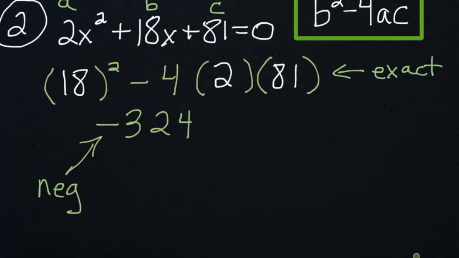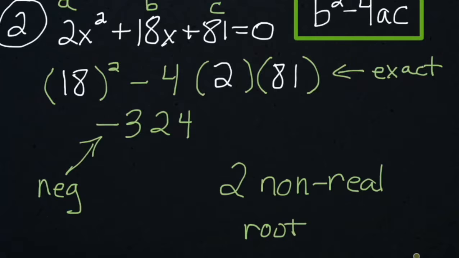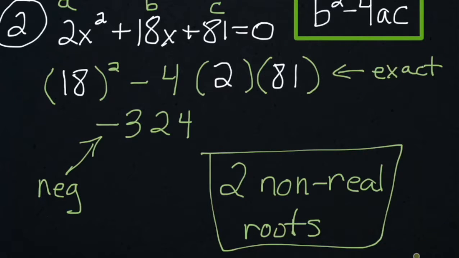What do we get when b squared minus 4ac is negative? We get two non-real, or imaginary, it's another way to put it, roots. Two non-real roots. That is my answer for number 2.